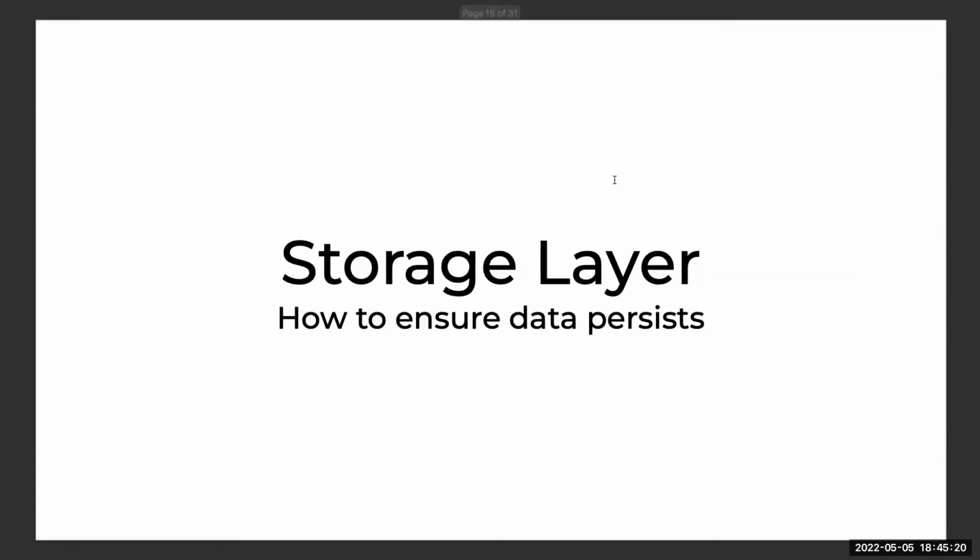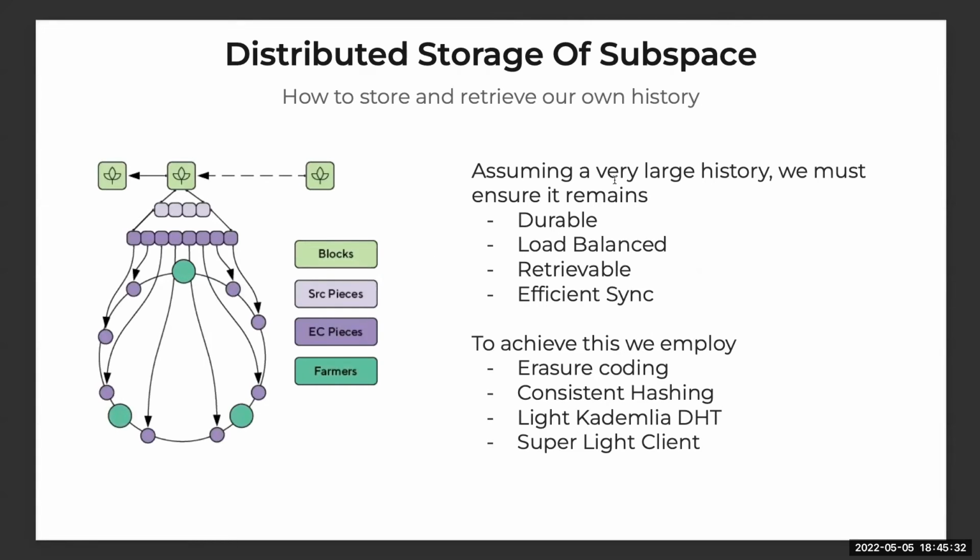All right, so now let's talk about the storage layer. This is where a lot of the utility that we're working on right now comes in. This is how we make sure that the data is persistent essentially forever, or as long as the blockchain is in existence. So the first problem we have to solve is to make sure that the history of Subspace, the blockchain itself, is persistent forever.